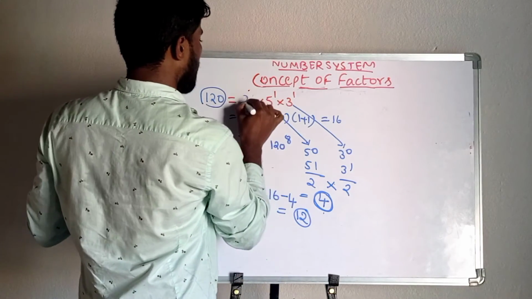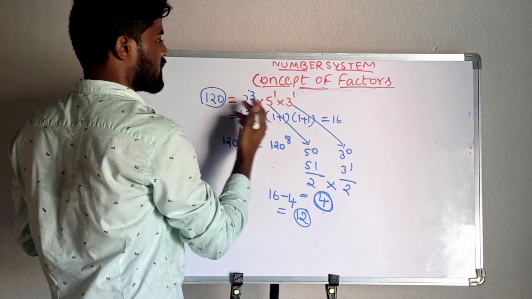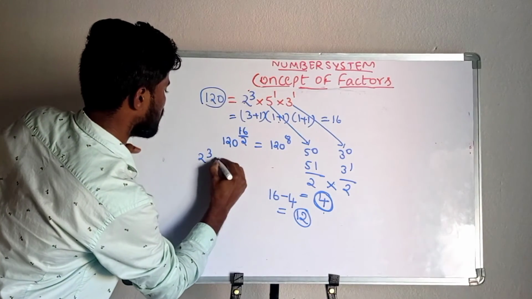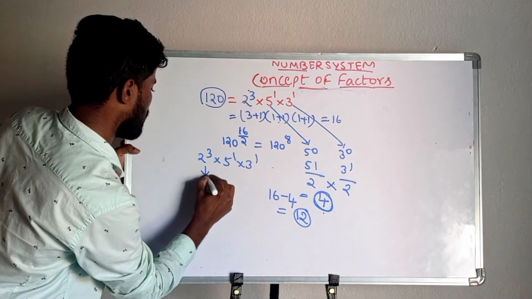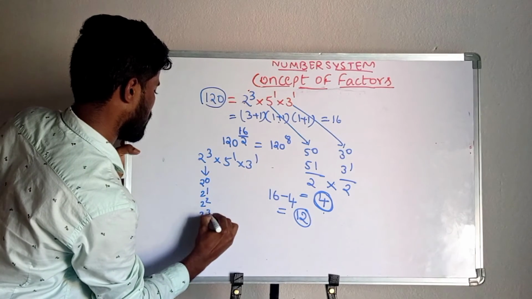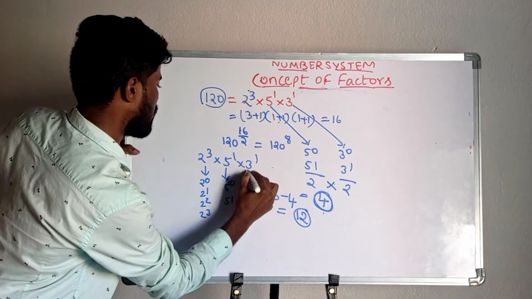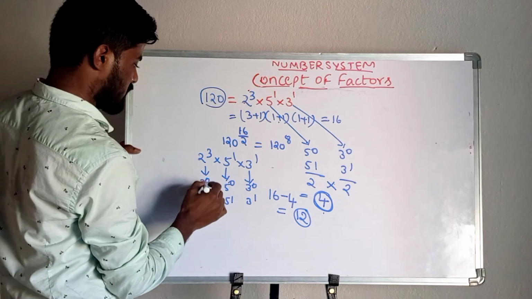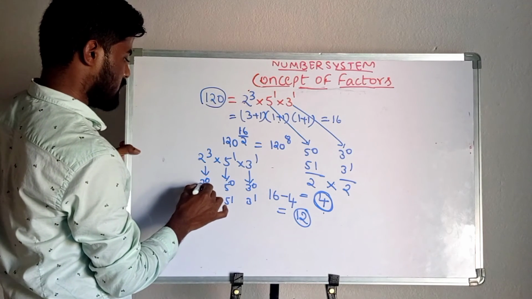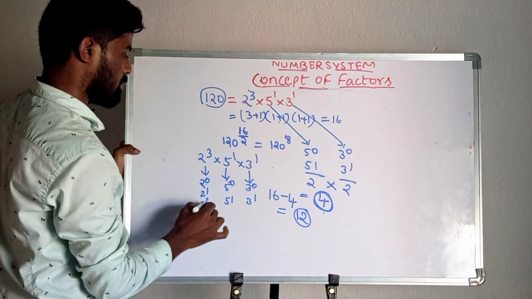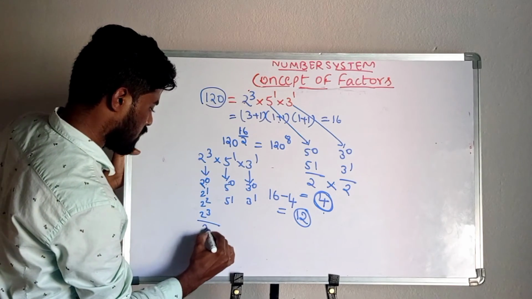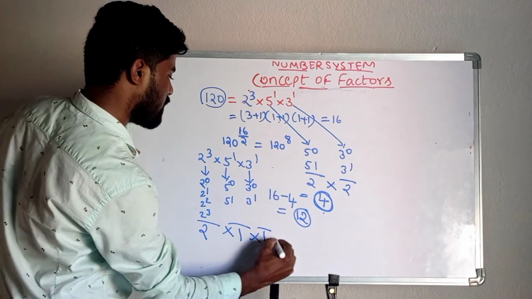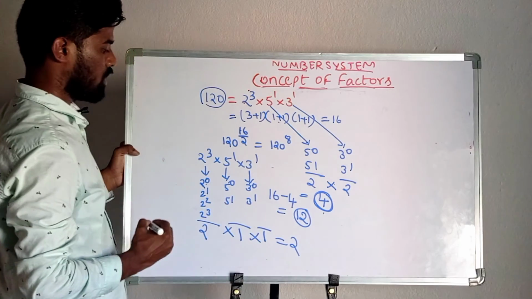Next we will find total number of factors which are perfect squares and total number of factors which are perfect cubes. For finding total number of perfect squares, there is one condition, that is the power must be either 0 or a multiple of 2. Here 2 factors satisfying that condition. Here only one factor, here one factor. That means number of factors which are perfect squares are 2.